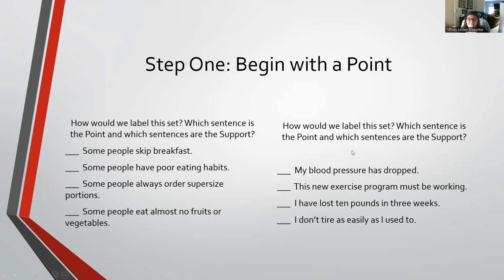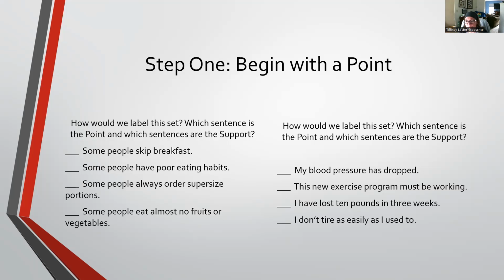Over here on this one: my blood pressure has dropped. This new exercise program must be working. I have lost 10 pounds in 3 weeks. I don't tire as easily as I used to. Again, looking at the first sentence, my blood pressure has dropped. That is probably a good thing. I don't really have any context yet, because if your blood pressure drops too much, that's not a good thing. So I don't know, we'll see.